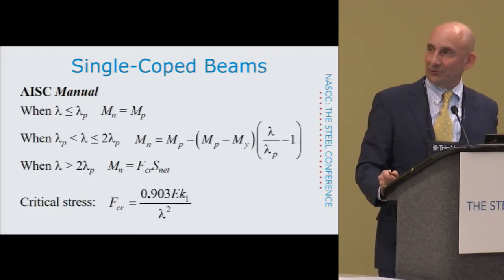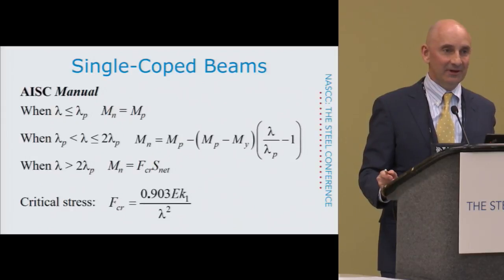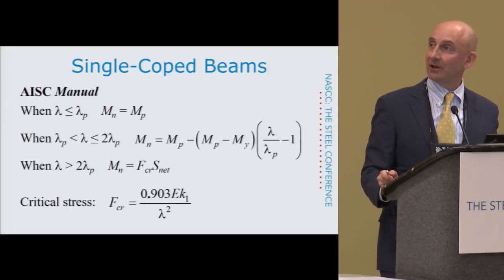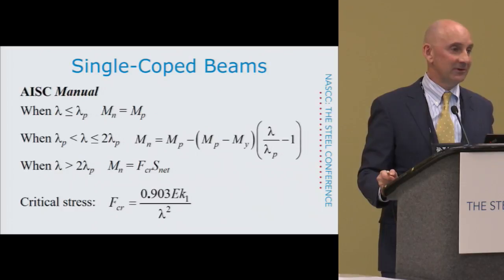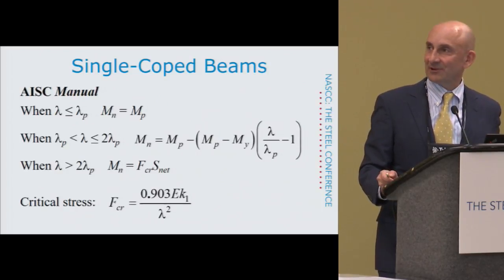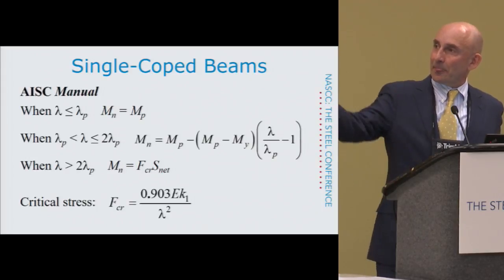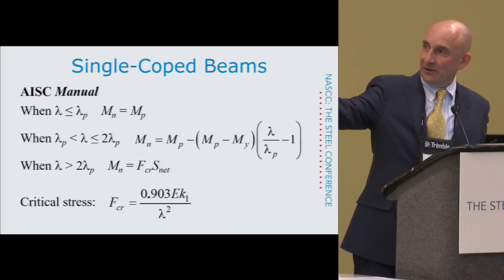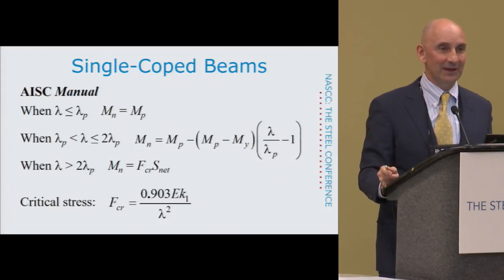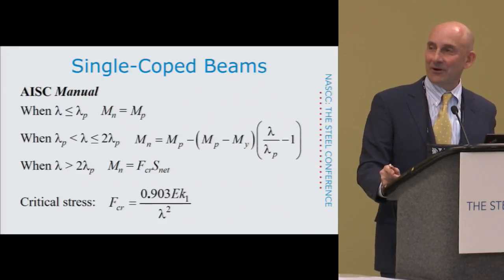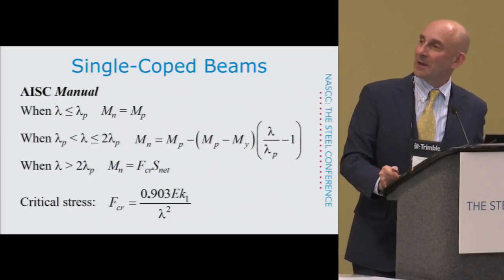So when you go into the manual, you'll see these 3 parts of the local buckling curve. And of course, basically it just tells you to use plastic moment when your lambda is less than lambda sub p. And notice here, instead of lambda being between lambda sub p and lambda sub r, we replaced lambda sub r with 2 times lambda sub p to save you that 10 seconds of calculating lambda sub r.